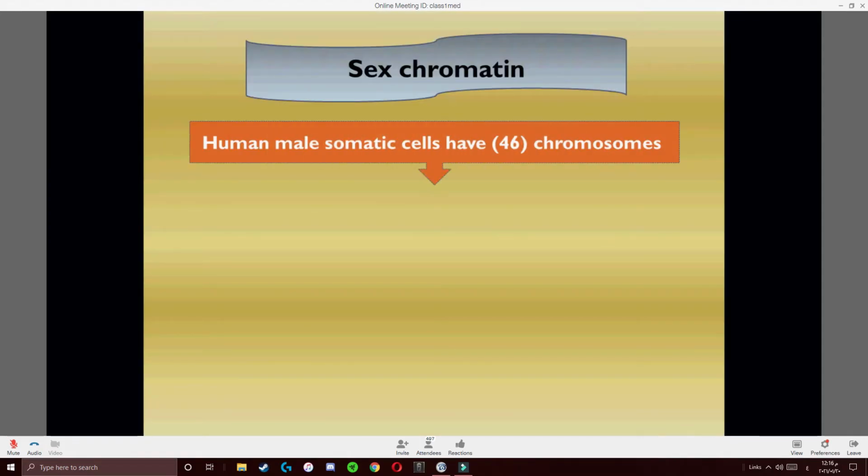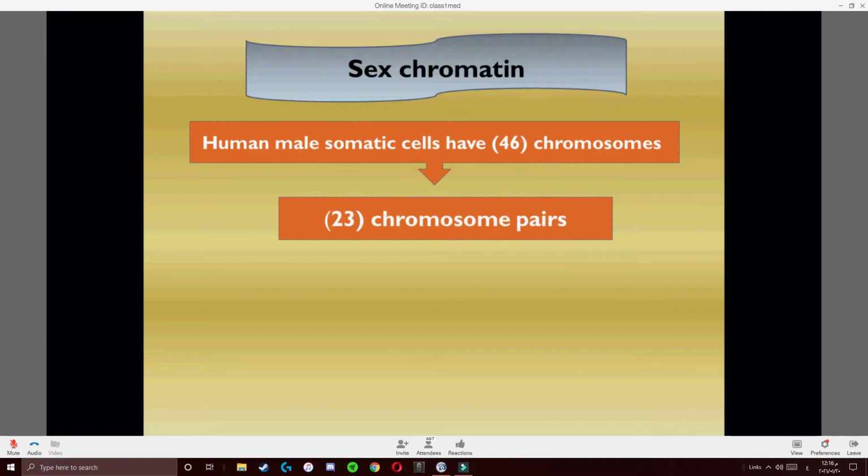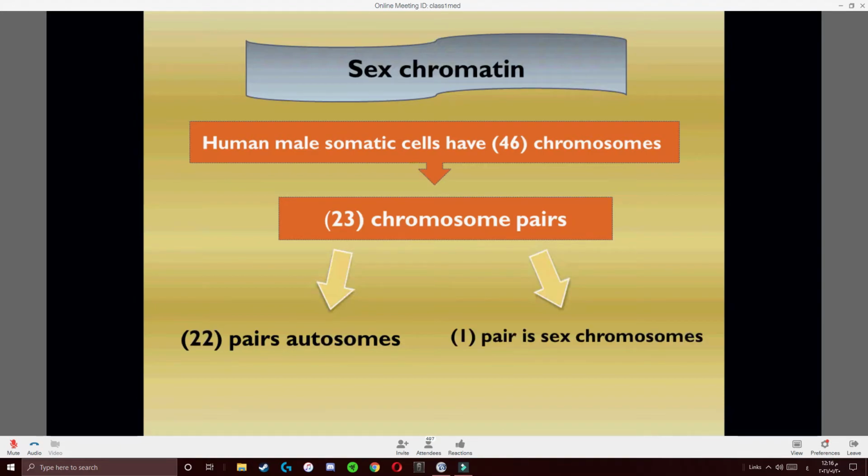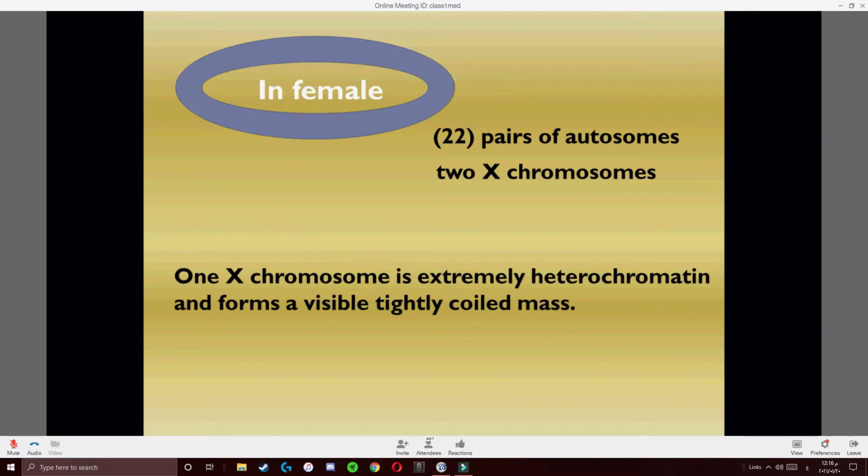Sex chromatin. Human male somatic cells have 46 chromosomes arranged in 23 chromosome pairs. 22 pairs are autosomes, and one pair is sex chromosomes, X and Y. In female, there are 22 pairs of autosomes and 2 X chromosomes. So in the female there are 22 pairs of autosomes and one pair of sex chromosomes, XX.